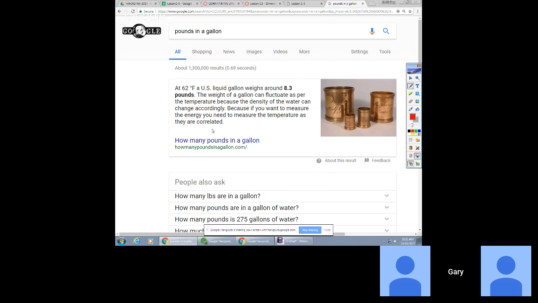Because when you go lower, the atmosphere compresses stuff. When you get higher, stuff expands. So you'll get slightly different, minuscule amounts different, if the temperature or the pressure is different, which means altitude is different. Anyway, it's about like what Jenna said, about 8 pounds in a gallon. So I just lost 8 pounds of water.